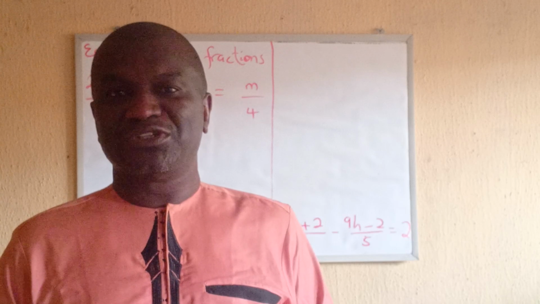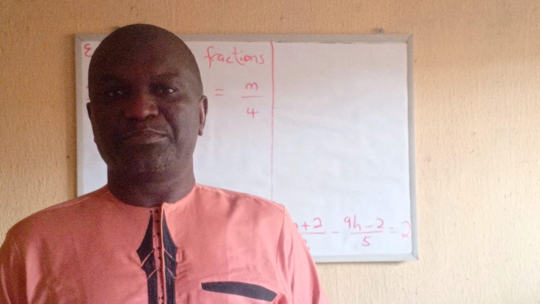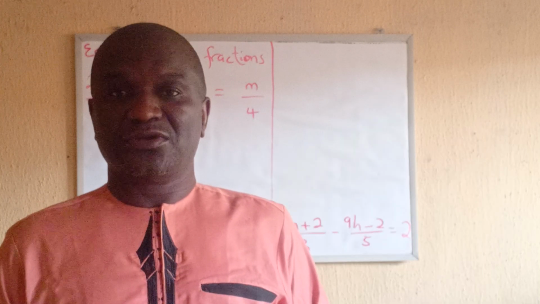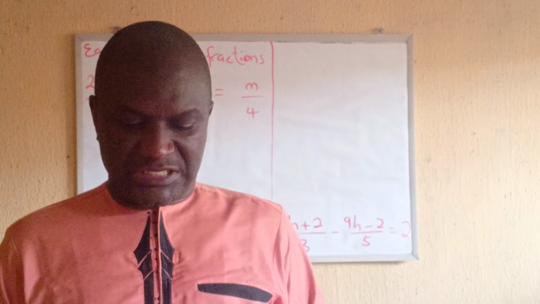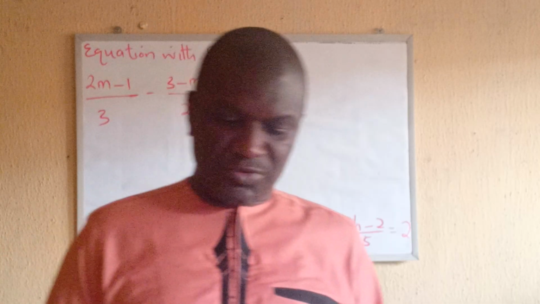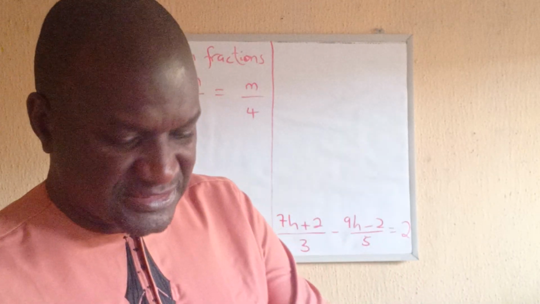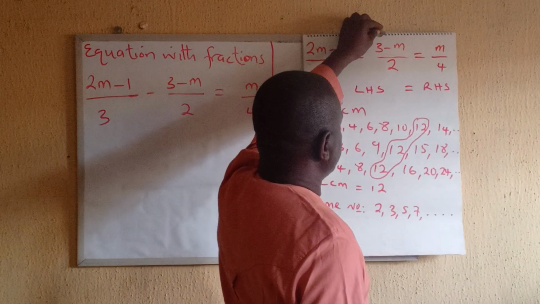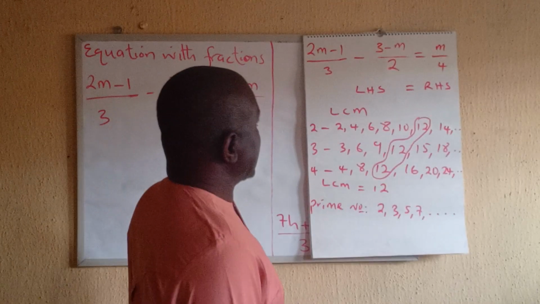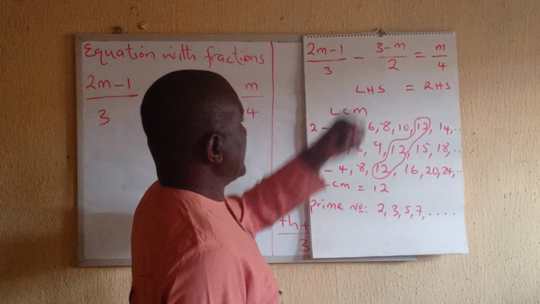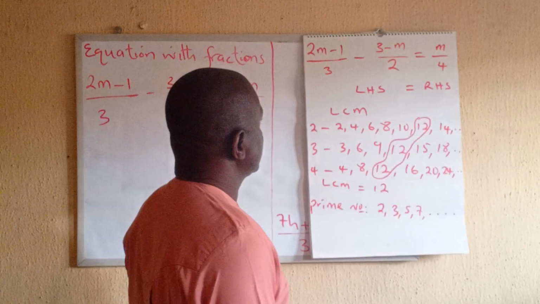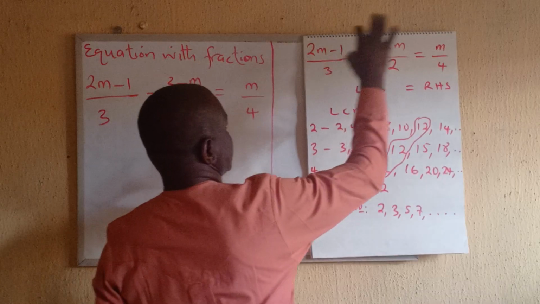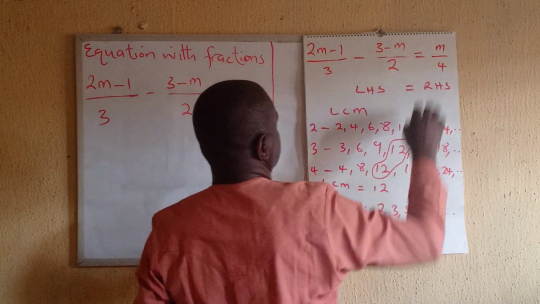So equation with fraction will lead you to equation with brackets, and from there to simple equation. But before we continue, let's establish the vital things we have been saying before. This is a chart on the board, an example where we're going to be solving equation with fraction. So this is a fraction, this is a fraction, and this is also a fraction.